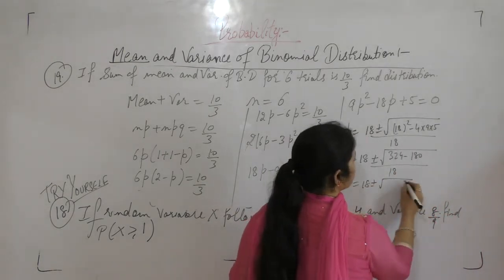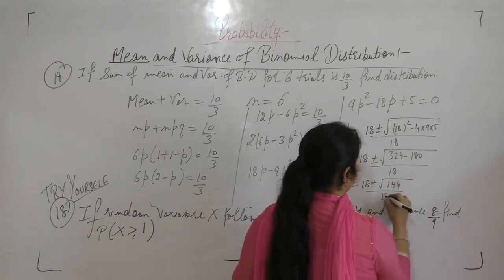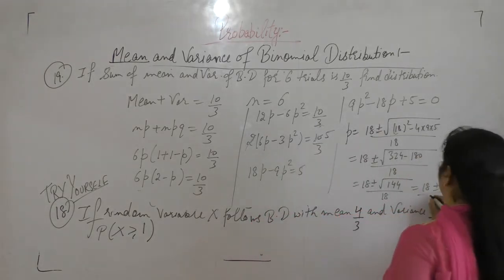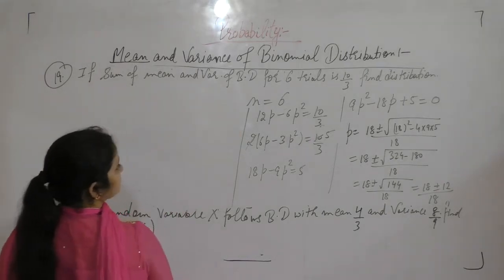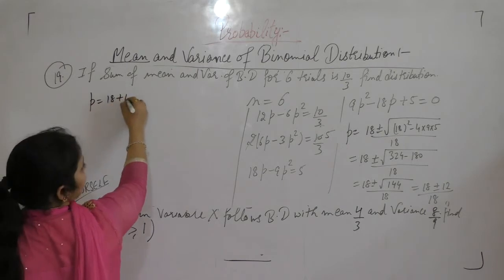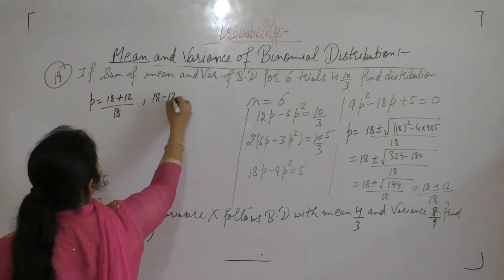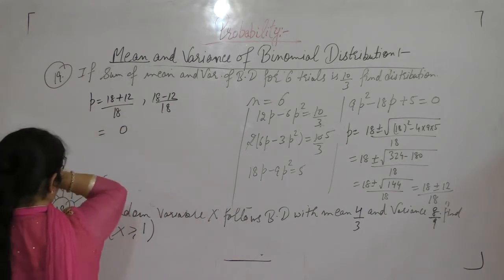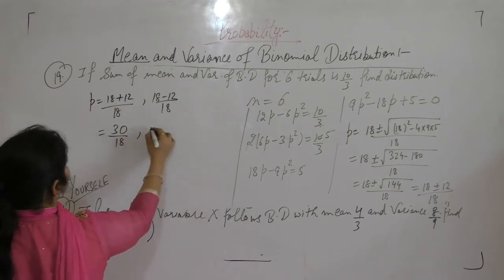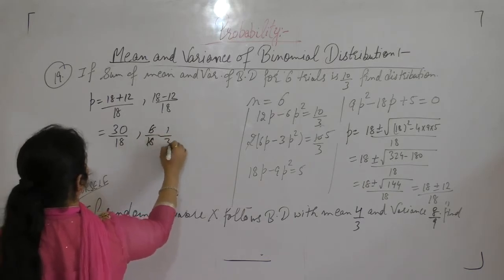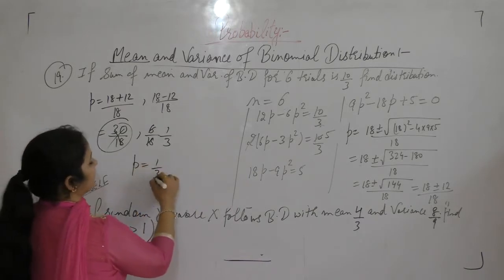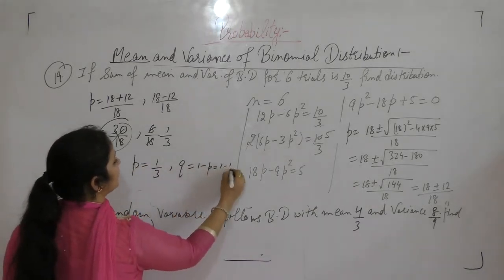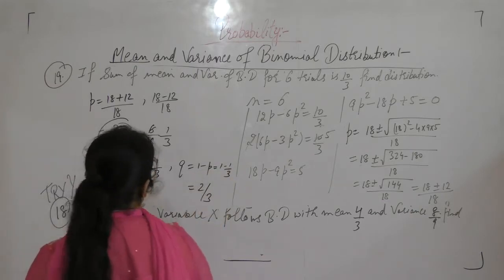18 plus minus 4, 12 minus 8, 4, 144. That is plus minus 12. So 18 plus minus 12. So P is 18 plus 12 by 18, or 18 minus 12 by 18. 30 by 18 is greater than 1, so this value is rejected. P is 1 by 3. Q is 1 minus P, 1 minus 1 by 3, that is 2 by 3.